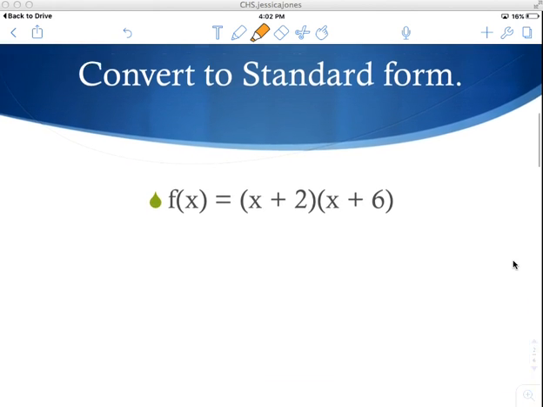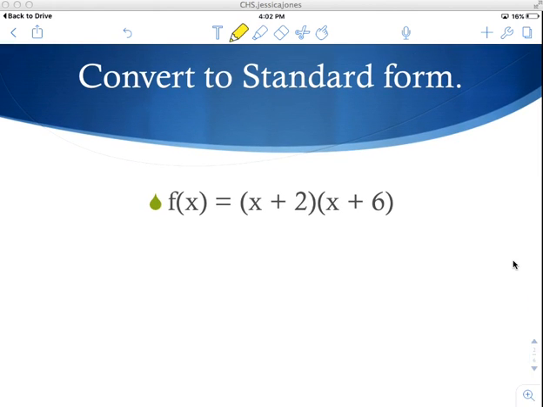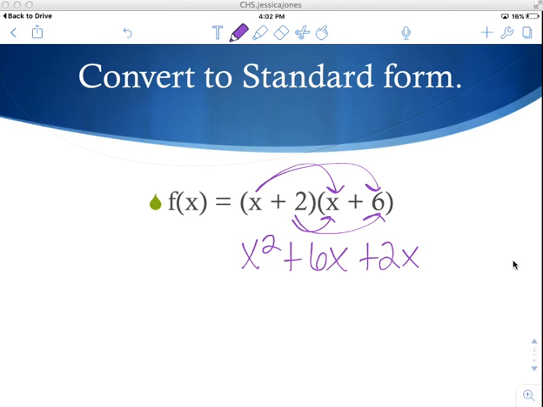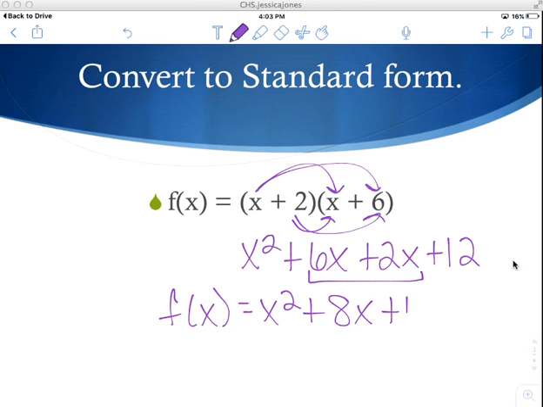So our first example is f of x equals x plus 2 times x plus 6. We are going to use FOIL, or you may use the box if that's what you would like to use. Okay, so x times x is x squared, x times 6 is 6x, 2 times x is 2x, and 2 times 6 is 12. Our final answer here is x squared plus 6x plus 2x gives us 8x plus 12. This should be a review of what we did back in Unit 7 with foiling.